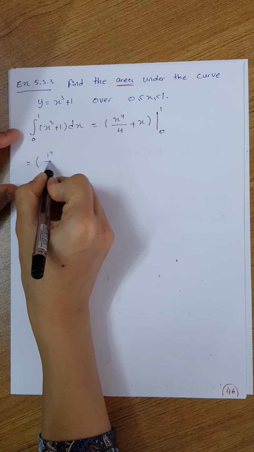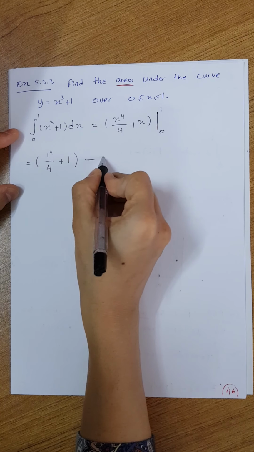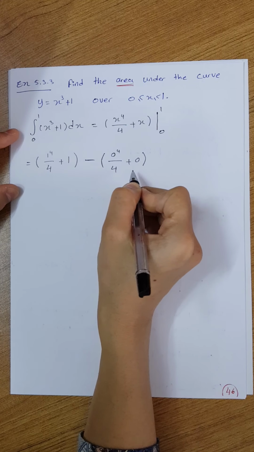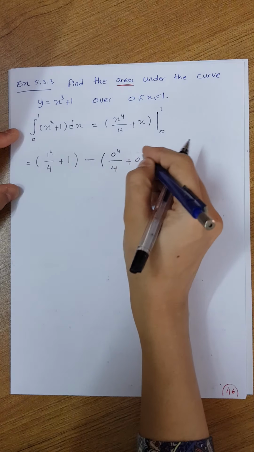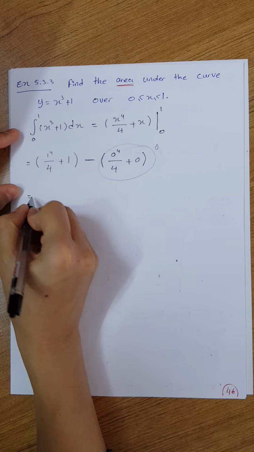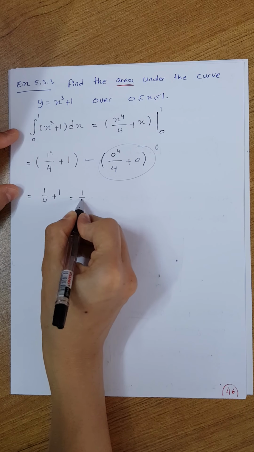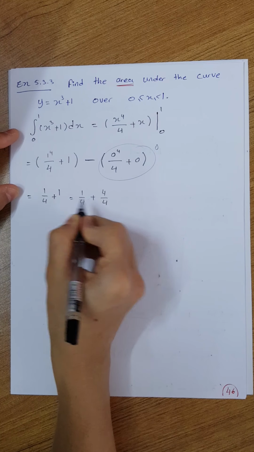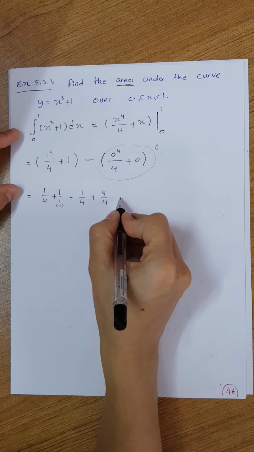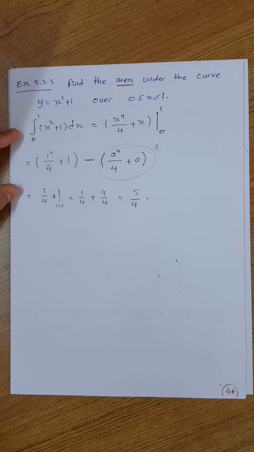So that will be 1 to the power of 4 over 4 plus 1. And then we have a negative sign from the rule. Then 0 to the power of 4 over 4 plus 0. That bit is all equal to 0. So that one is equal to what? Equal to 1 over 4 plus 1. Equalizing the denominators, that will be 1 over 4 plus 4 over 4, because we know this one has 1 in the denominator. We are multiplying numerator and denominator by 4, so that will be 5 over 4, and that's the required result.